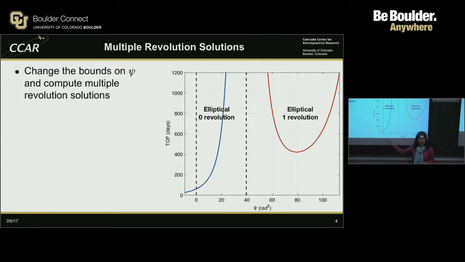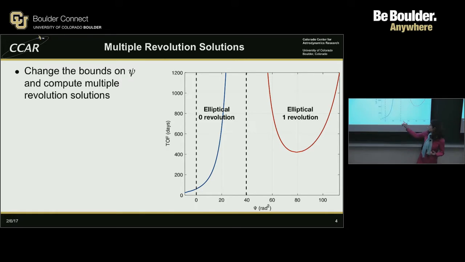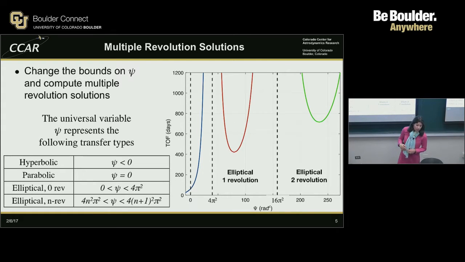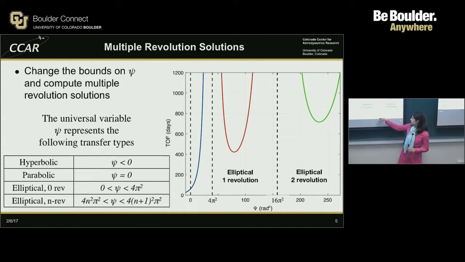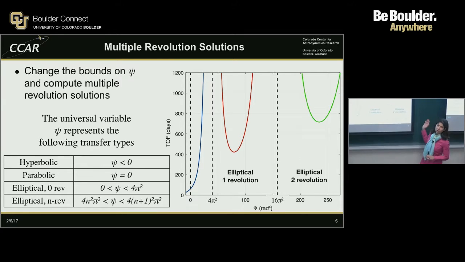Now, if we want to extend our search to multiple revolutions, then we need to change our initial values of psi within the Lambert solver. And we can actually get two, three, four revolution solutions. The universal variable psi basically represents the following. If we aren't going a full revolution, psi goes from 0 to 4 pi squared, and then it scales with n for each rev. So here's 16 pi squared, and then you could just go on and on.